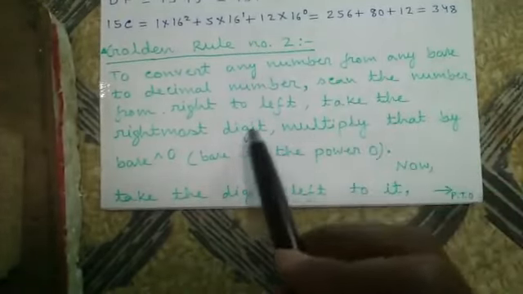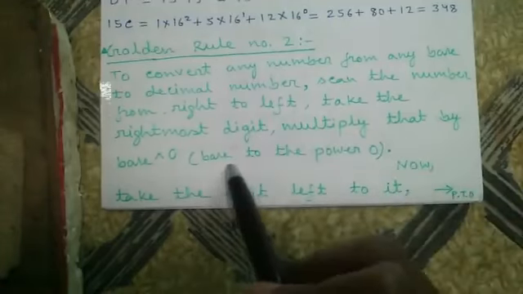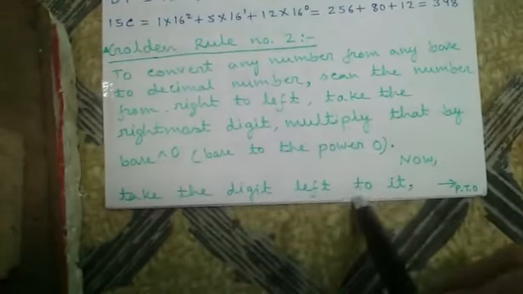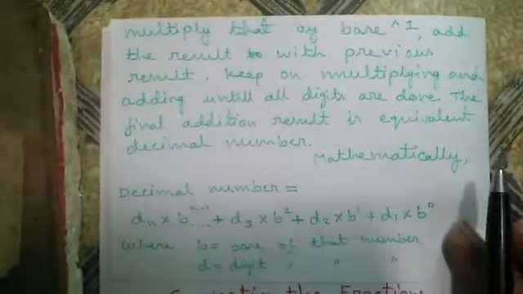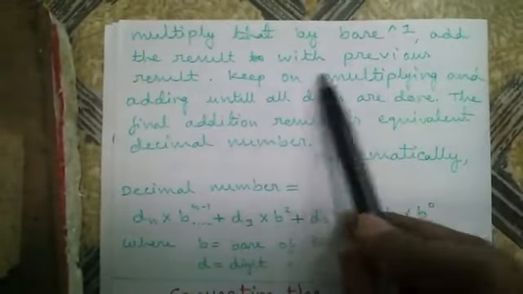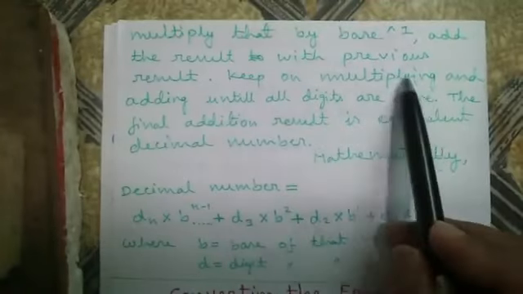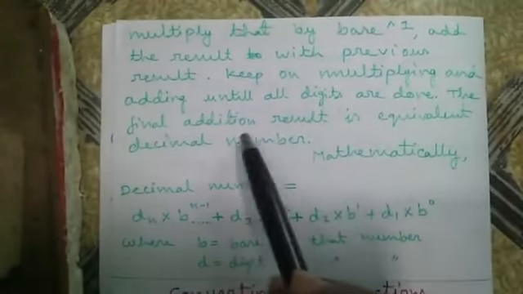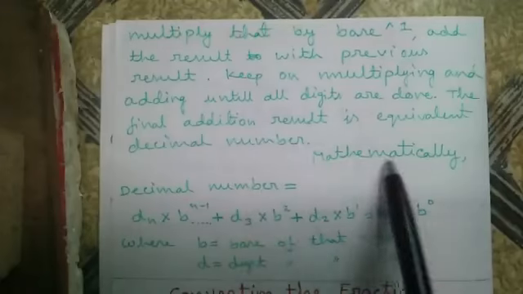Golden rule number 2: to convert any number from any base to decimal number, scan the number from right to left, take the rightmost digit, multiply that by base to the power 0. Now take the digit left to it and multiply that by base to the power 1. Add the result to the previous result, keep on multiplying and adding until all digits are done.